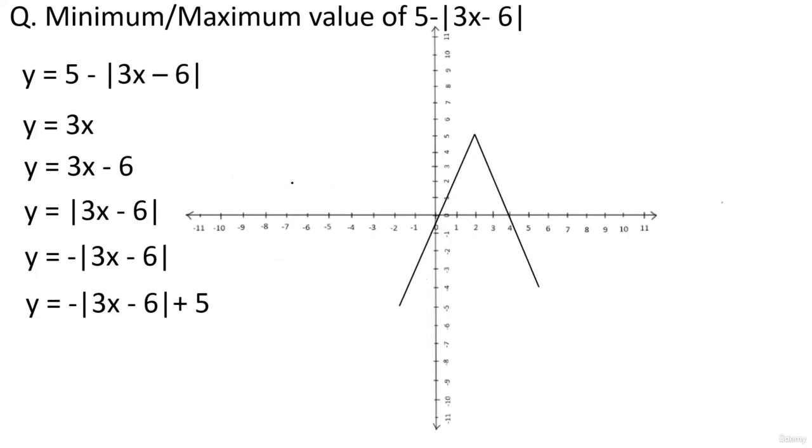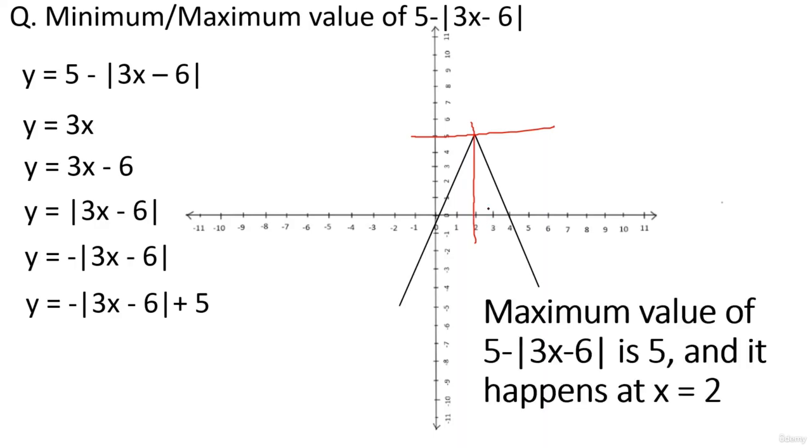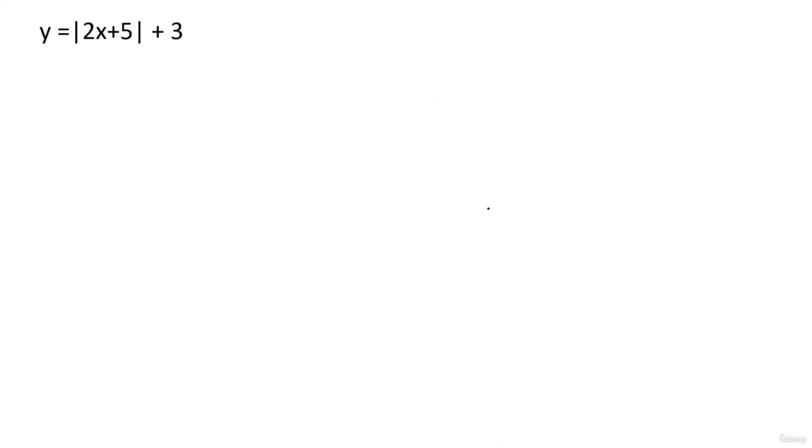What do you realize, guys? ये graph का maximum value जो है वो है 5, right? And the maximum value happens at x equals 2. So that means the graph here has a max value 5 and it happens at x equals 2. Going on further, guys, अब तक हमने क्या ऑब्जर्व किया? For y is equal to mod 2x plus 5, the graph has a minimum value 3 and that happens at x equals minus 2.5.